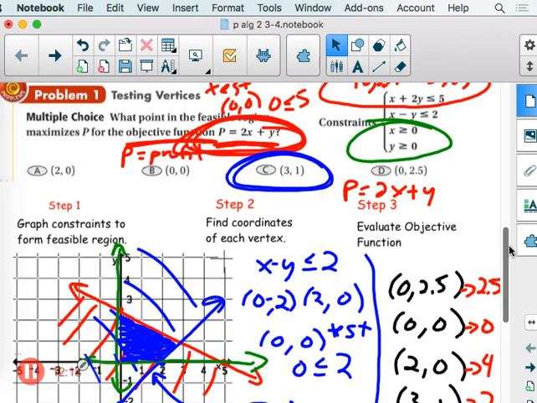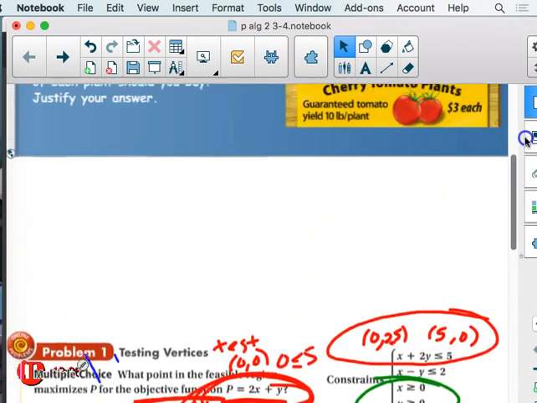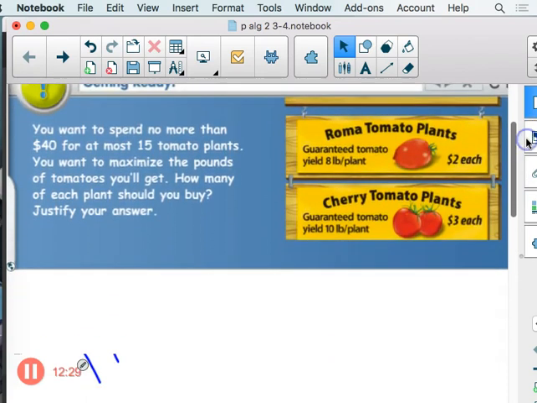The other one, the tomato problem. So let's go back and talk tomatoes. And we're going to need graph paper, and I know there's not one in there, so I'm going to get you some graph paper. And we're going to do all of it. We're going to set up the constraints. We are going to figure out how to graph it, and then we are going to tell these people how many of each plant they should buy so they can maximize the number of pounds.